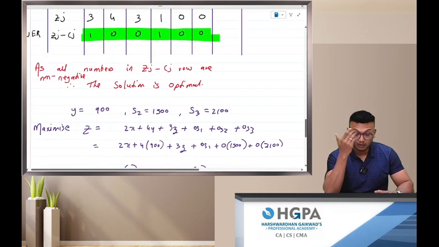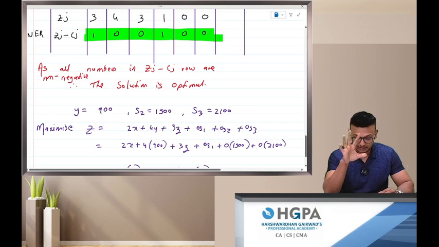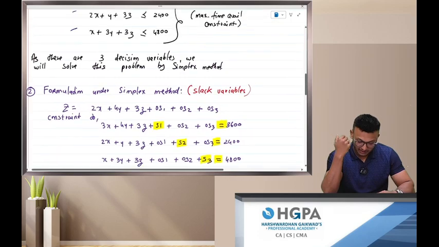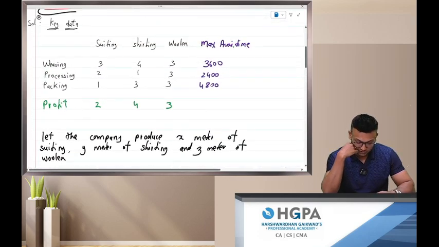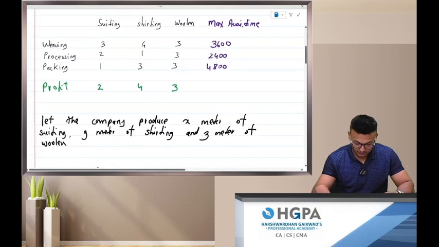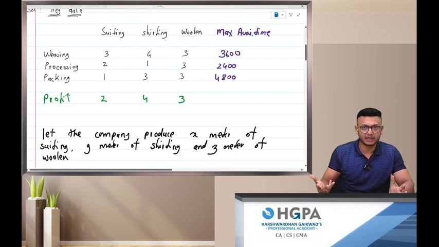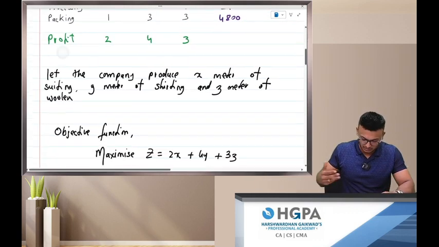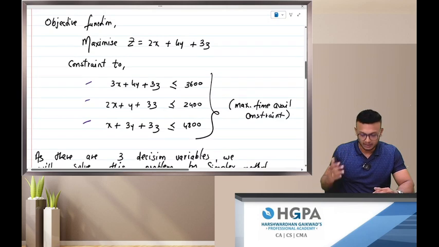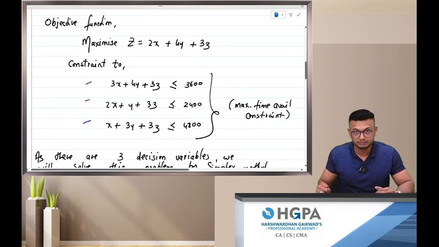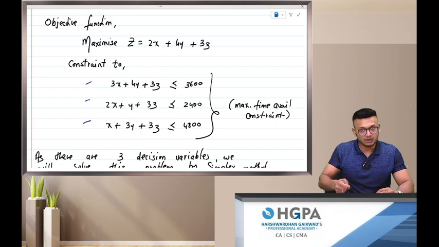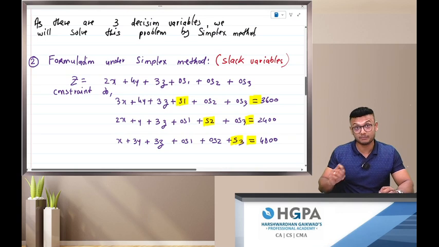Okay, now what you need to do is pay attention very properly. I'll repeat it again. So this was our question. First, what we did is we put it in a tabular format, a normal thing. First was a normal LPP question. This is what we did. The point is 3 decision variables are there, and to solve this, we need to solve it by simplex. So that's when we started with the simplex thing.